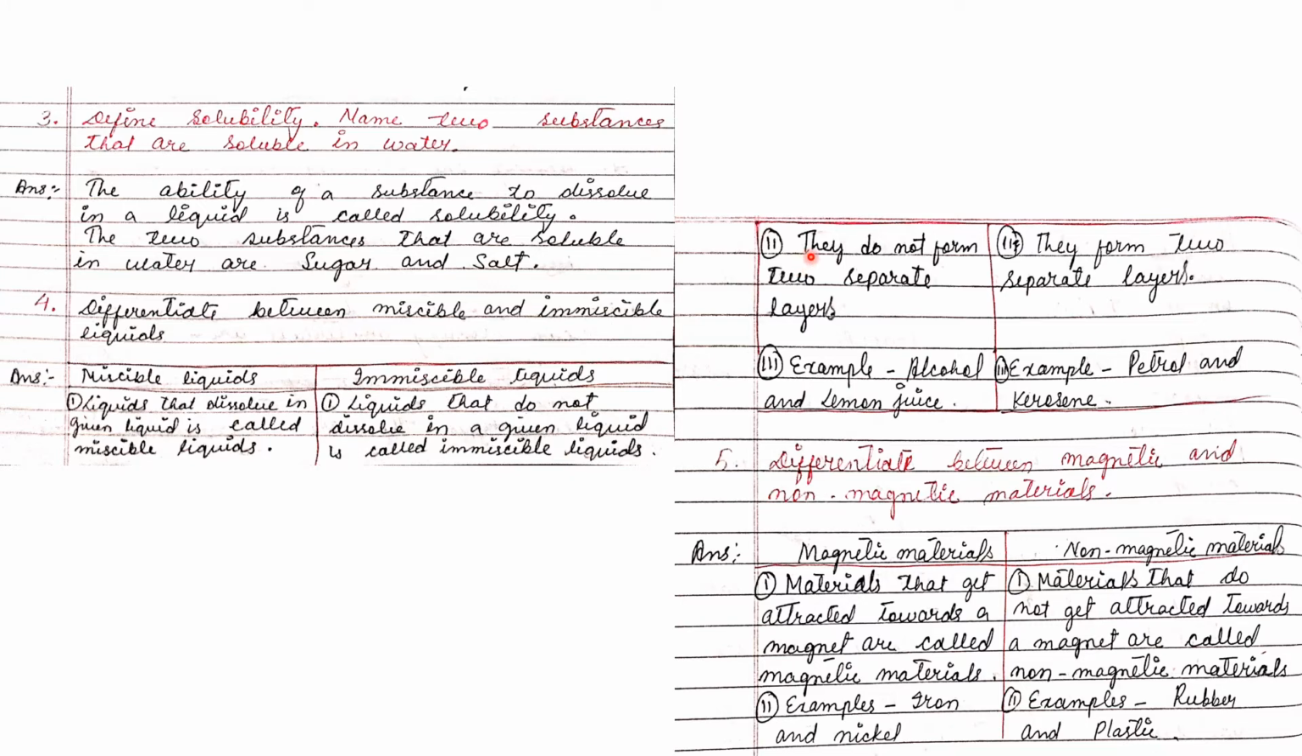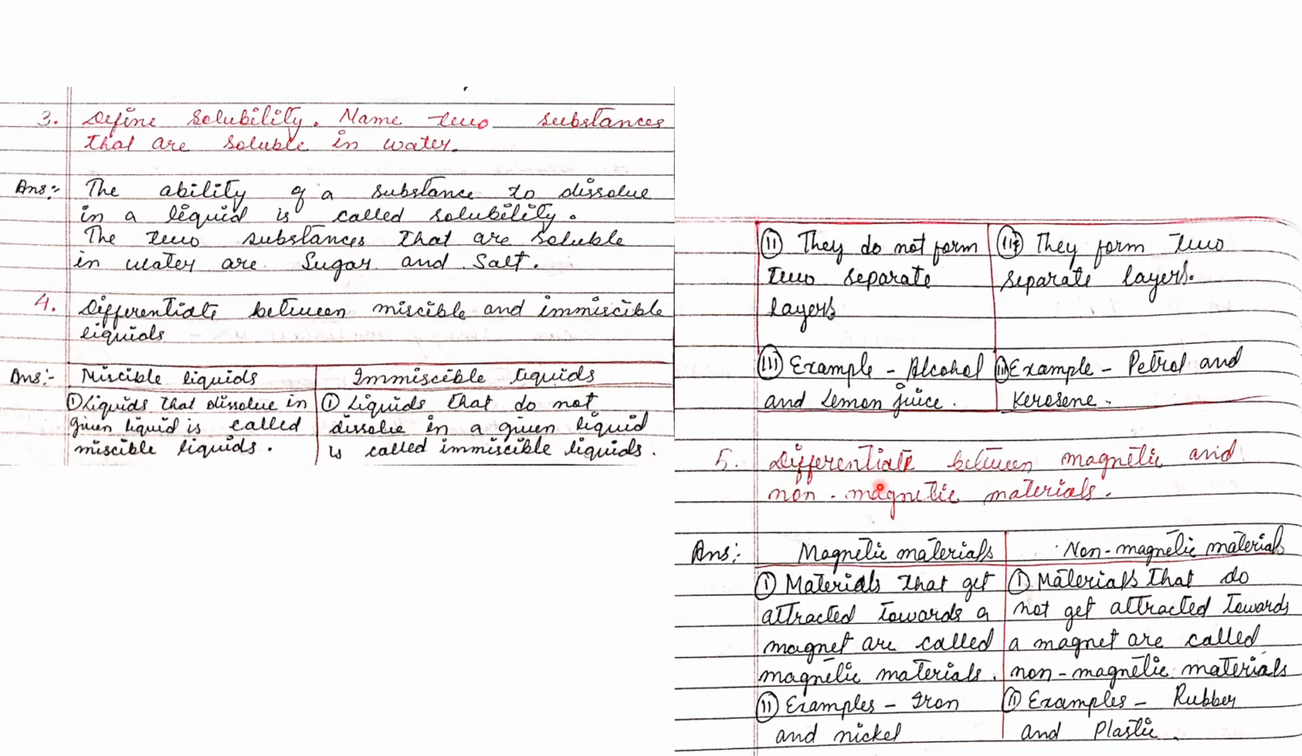Now number 2, miscible liquids do not form two separate layers, but immiscible liquids form two separate layers. Third example, alcohol and lemon juice. An example of immiscible liquids will be petrol and kerosene.